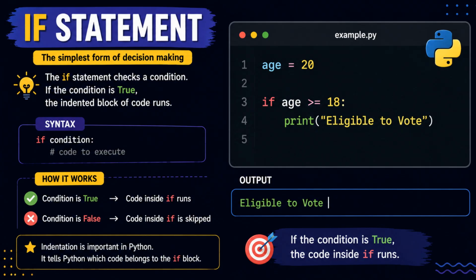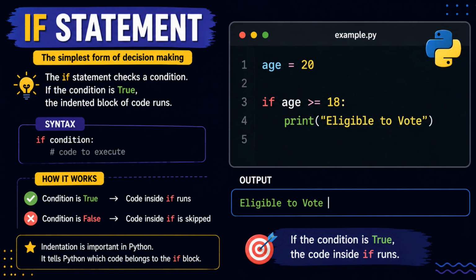Let's start with the if statement. The if statement checks whether a condition is true. If the condition is true, then Python runs the code inside the if block. If the condition is false, then Python simply skips that code. So remember, if means only do this when the condition is true. Here in this example, age is equal to 20. If age is greater than or equal to 18, then it prints eligible to vote. So this is how the if statement works.